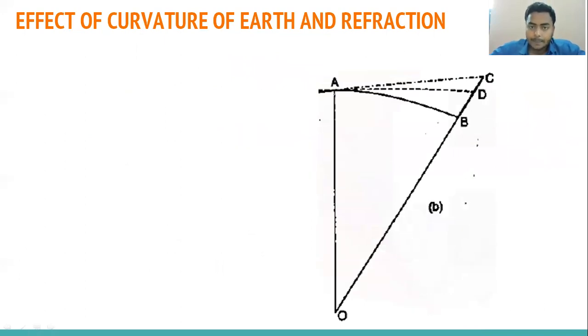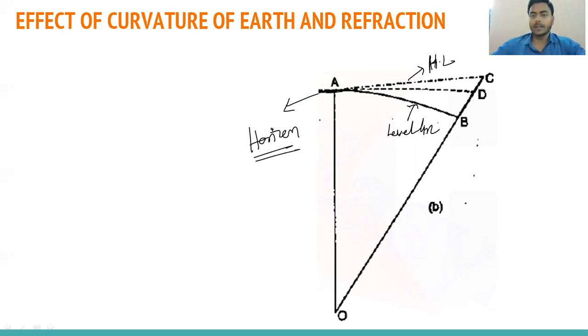Now, see, point A is the origin. At point A the level line and the horizontal line meet at the same point. This one, AC, is the horizontal line, and this one, AB, is the level line. They meet at this point, which is called the origin, right? Okay. So now we have to do the correction for this reading BC. That is called CC, correction due to curvature.